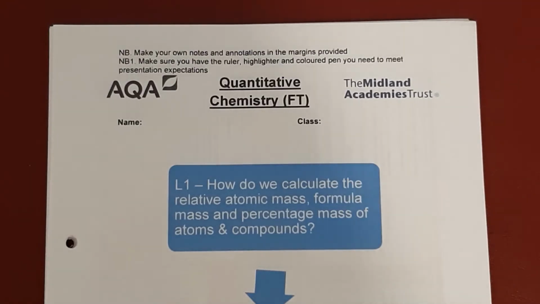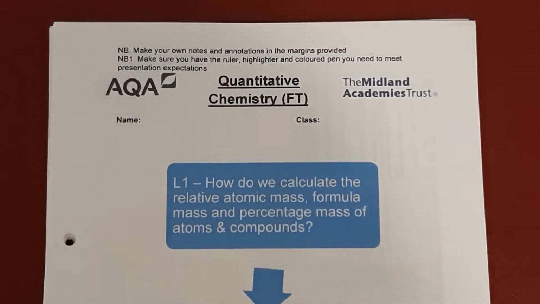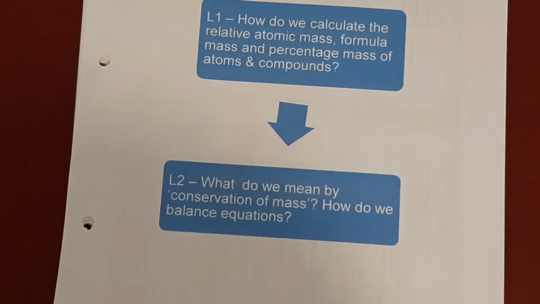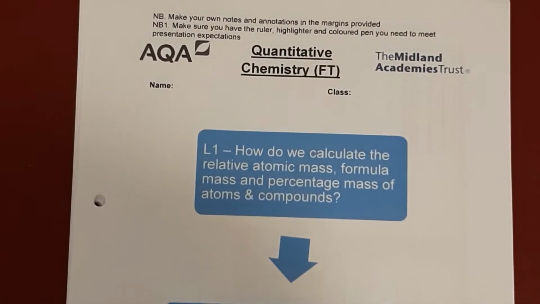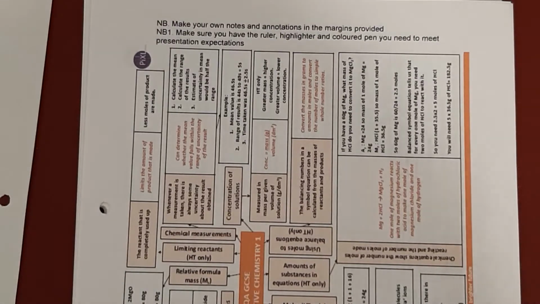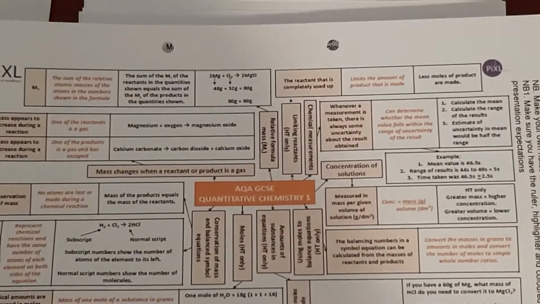We will be going through the foundation tier aspect of this module first with lessons 1 and 2 before moving on to the higher tier booklet with a further 3 lessons. So you'll notice as we go through this booklet that we have the usual knowledge organiser, all about quantitative chemistry.